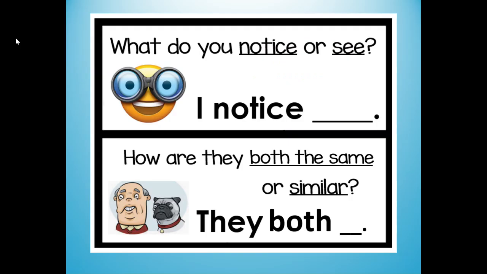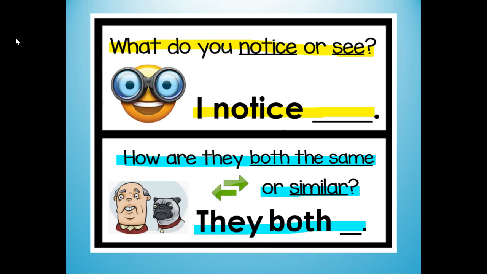I'm going to ask the same 2 questions about each pair of pictures. What do you notice or see? And you're going to answer in a complete sentence: I notice or I see. And then I'm going to ask, how are they both the same or similar? And you're going to say they both, and tell me how they are the same or similar.